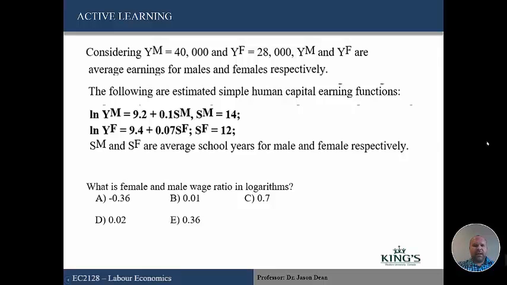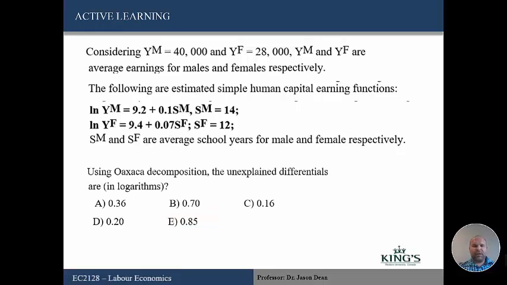Okay, we're back. The answer here is 0.36. You plug the 14 into this equation and you get the ln male wage, and if you plug in the 12, you get the ln female wage, and then the wage ratio in logarithms is just the difference. Next question. We have the same information here, but now we're asked to find the unexplained differential, or the part that could be attributed to discrimination using the Oaxaca decomposition. I'll let you think about how to calculate that. Pause the video and see if you can calculate the answer.